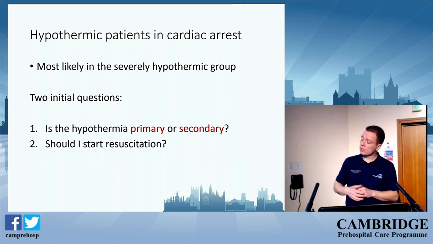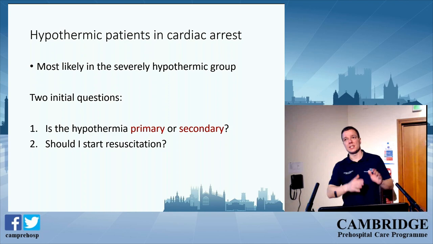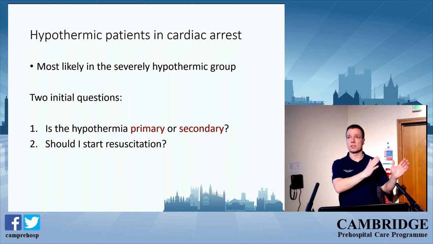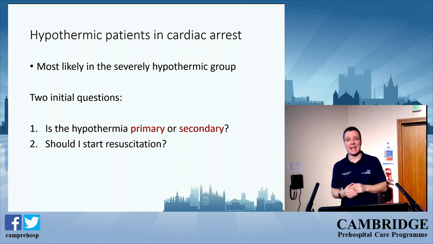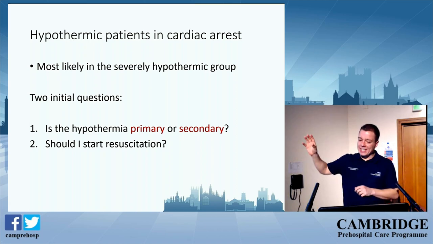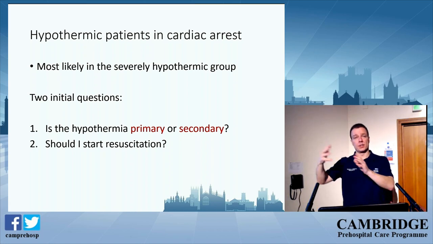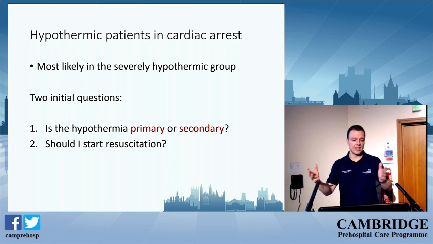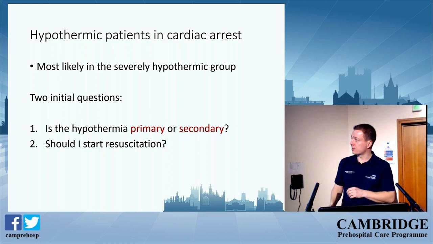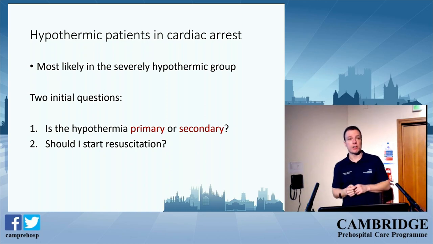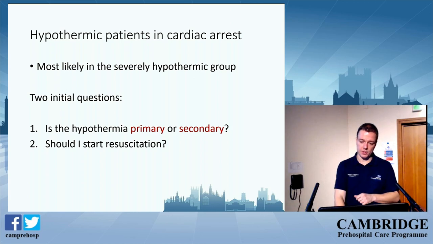So hypothermic patients in cardiac arrest are most likely to be down in the moderate and severe group if the cardiac arrest has been caused primarily by the hypothermia itself. So when I see the hypothermic patient who's cold and in cardiac arrest, that's the clinical presentation, I ask myself two questions. Is the hypothermia primary or secondary? And should I start resuscitation? Let's just deal with those two questions.